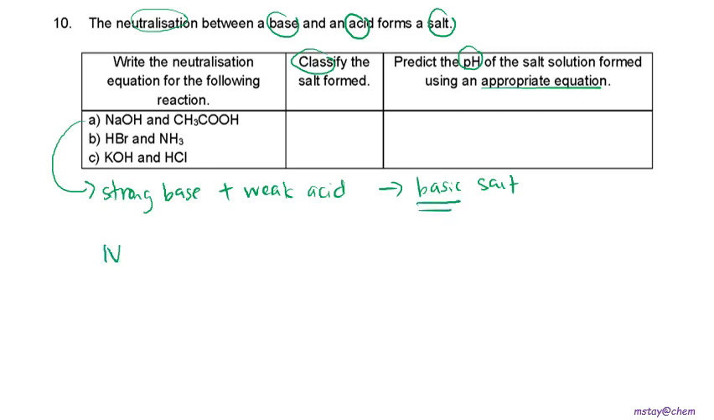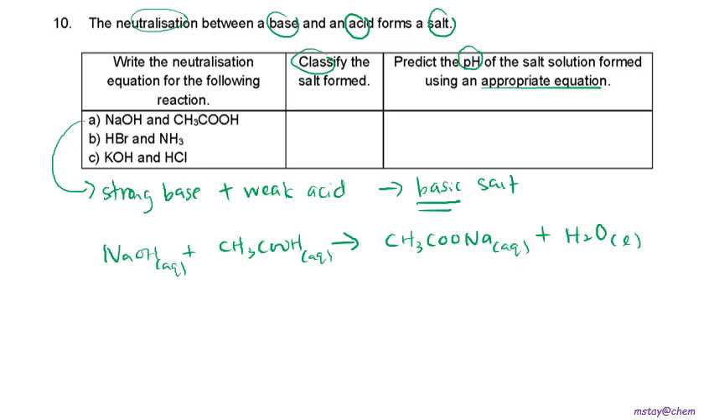NaOH reacts with CH3COOH to produce CH3COONa plus H2O. Neutralization is an irreversible reaction, therefore a one-way arrow is used. The equation must include the physical states. Then the salt will dissociate: CH3COONa dissociates, one-way arrow as well, to produce CH3COO negative plus Na plus.